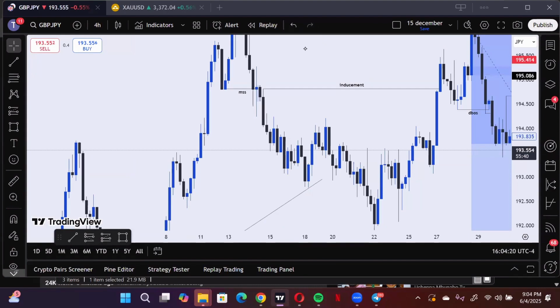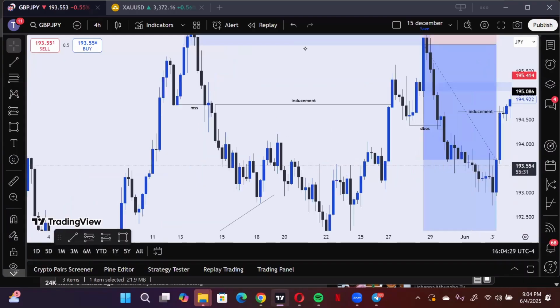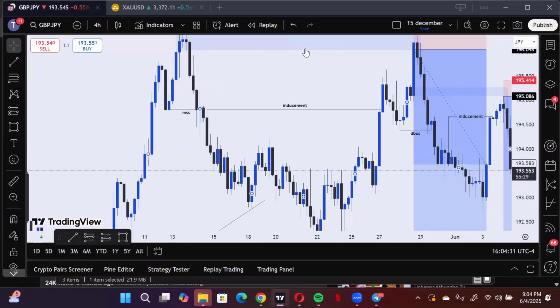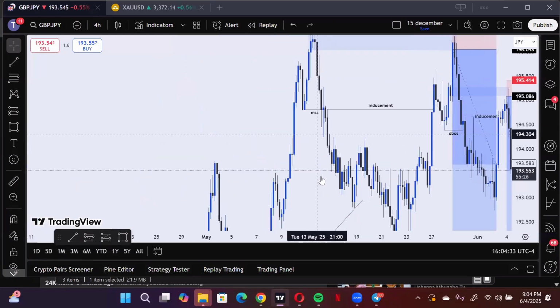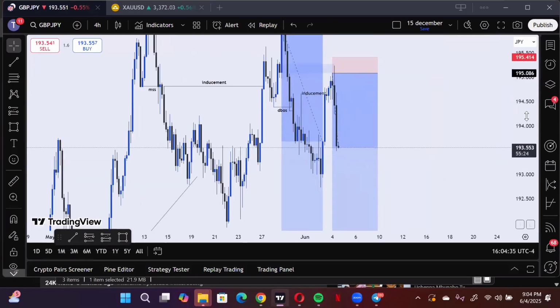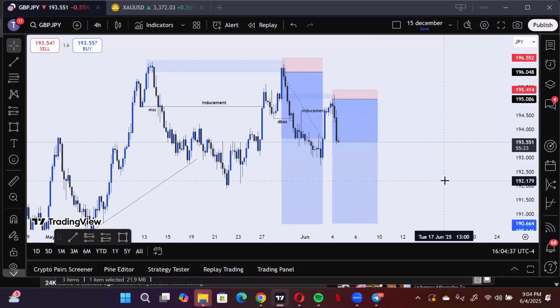If you get your market structure part of the strategy, you get your liquidity part of the strategy, then you move on to the point of interest part of the strategy. So far, we have done the structure part of the strategy. We have done the liquidity part of the strategy. What is now left is the point of interest part of the strategy.